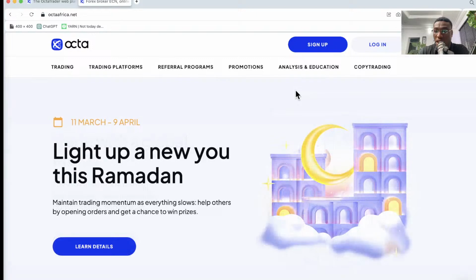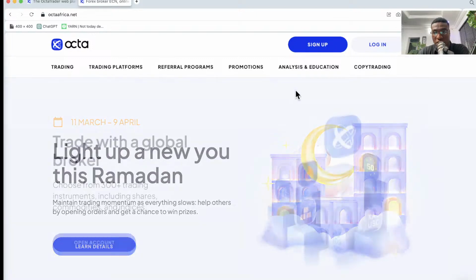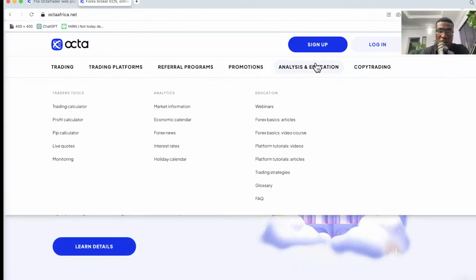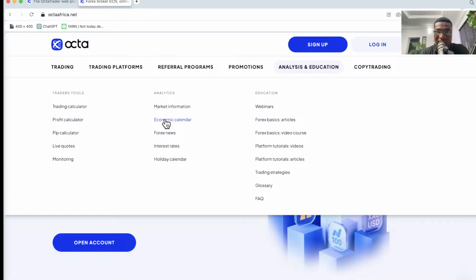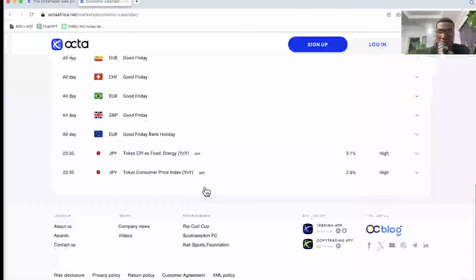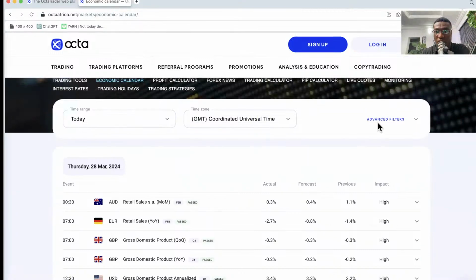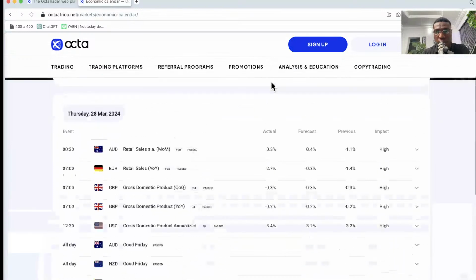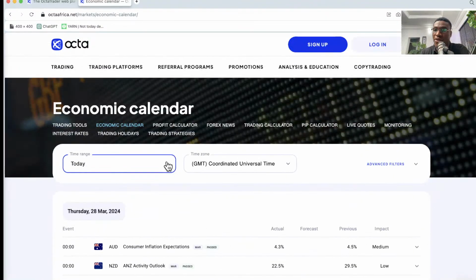Now, what are some of the ways that you can get these economic reports? You can use the Octa economic calendar. So when you go to Octa's website, you come down to analysis and education, and under analytics, you click on economic calendar. And once you click on that, you'll be directed to this page where you can see some of the economic events that you have for the day.